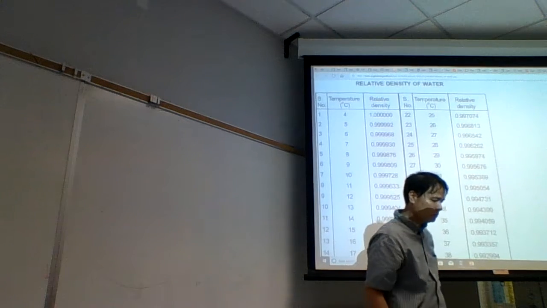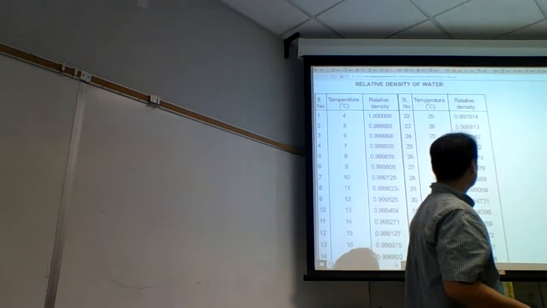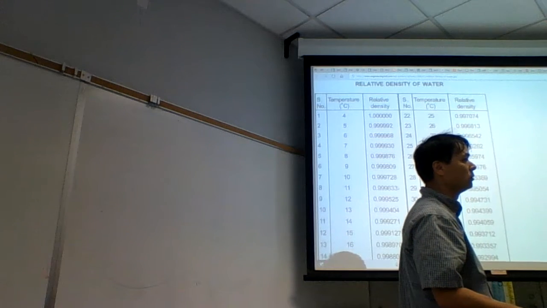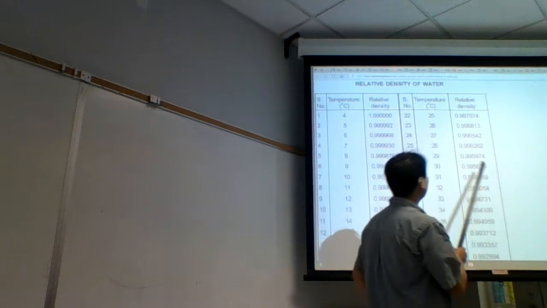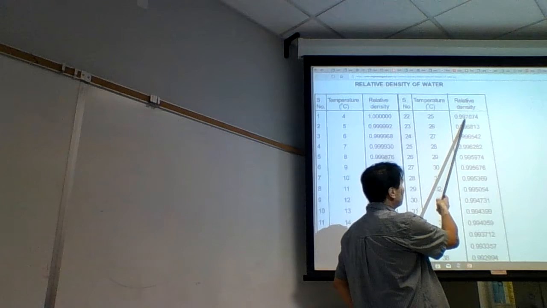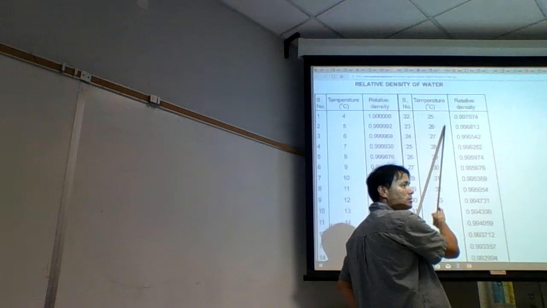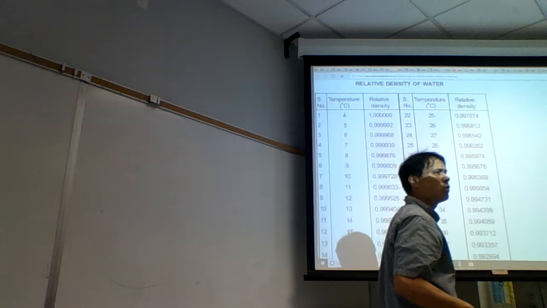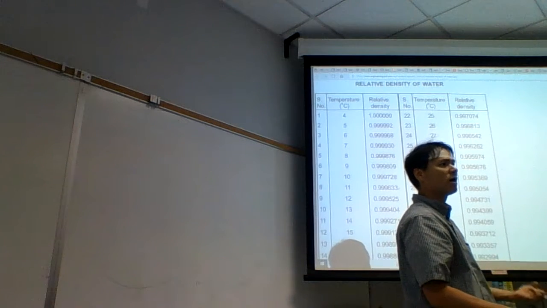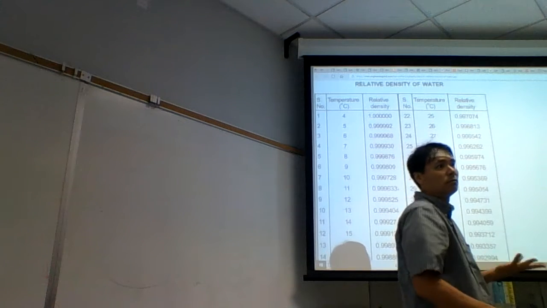But most of our chemistry is done at what temperature? Most of our chemistry is done at room temperature. So, you know, rather than memorizing a number like this that varies, it would be much easier to say water is 1.0 grams per milliliter, and that's it.